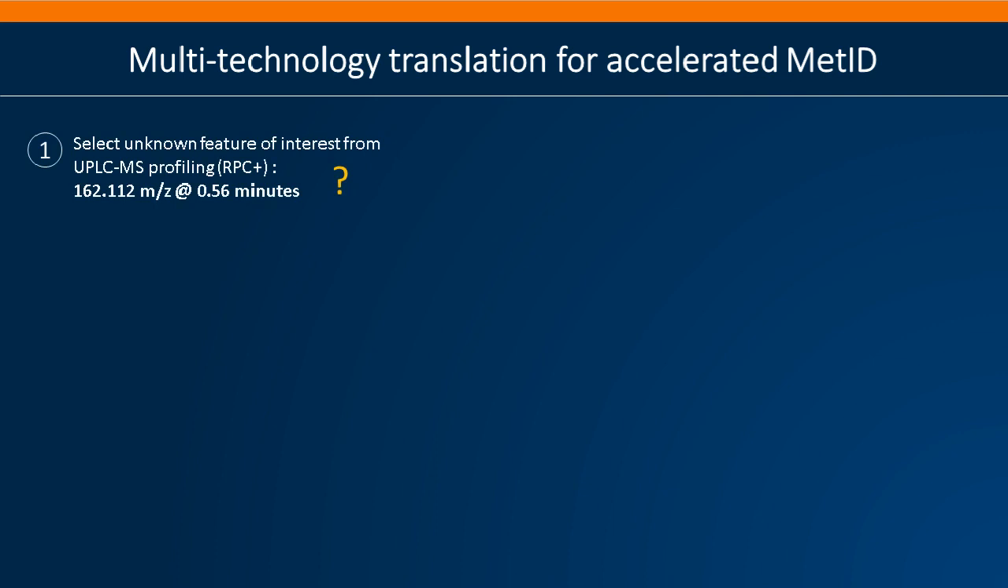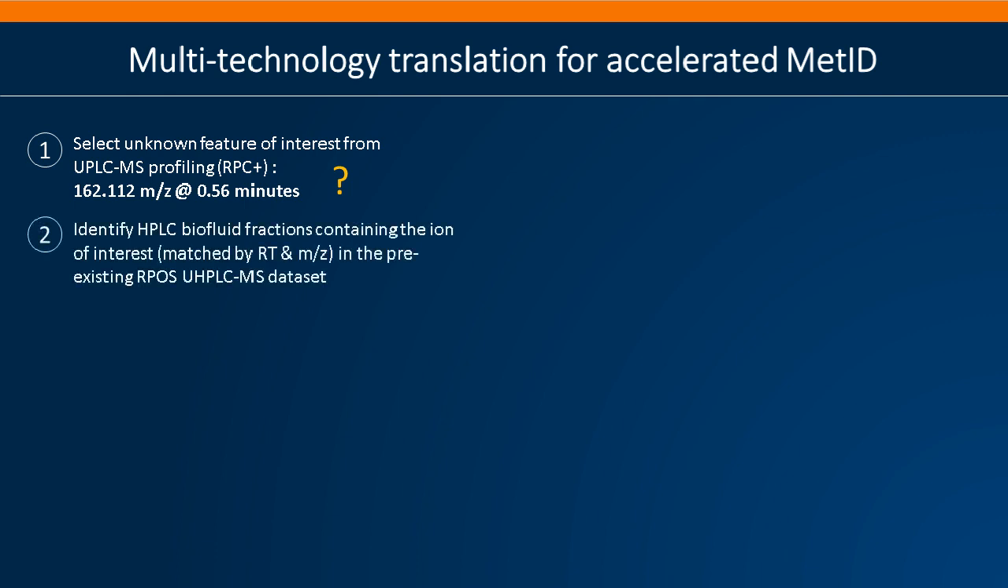So an example of this, we take an unknown feature of interest from one of our routine profiling assays, in this case using reversed phase LC chemistry paired with positive mode ionization. The unknown has a measured mass-to-charge ratio of 162.112 Daltons, and it elutes in this system at half a minute. That's pretty early, and by most means that would be difficult to identify as a consequence.